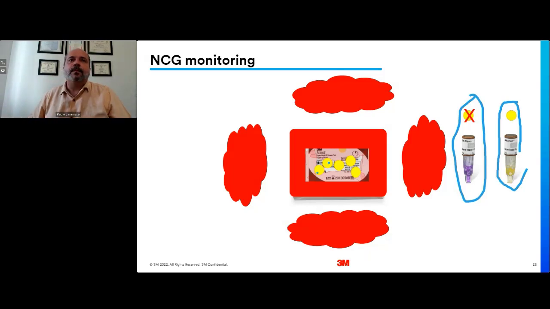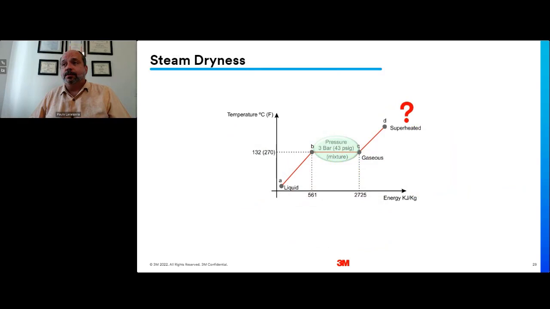Now, let's look into the saturation of the steam, the energy, right? How do I determine that my energy is being transferred? I call that dryness, but this is where we have to look into the sterilization cycle. For us to have the sterilization occurring, we need to be here at point C. We need to have the steam at almost 100% gaseous, because don't forget that the standard requires 97% dryness, so 3% of water. So this is where we need to be during the sterilization cycle.